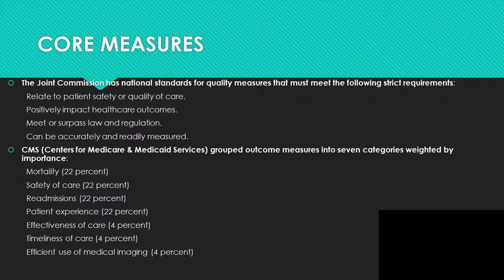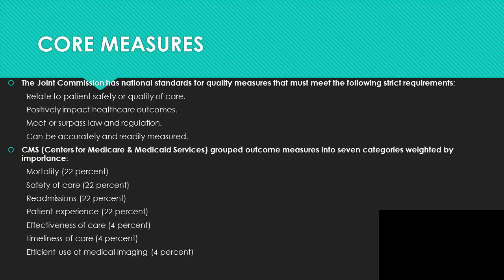And then the Joint Commission has national standards for quality measures that must meet the following strict requirements. They relate to patient safety or quality of care. They positively impact healthcare outcomes. They must meet or surpass law and regulation and can be accurately and readily measured. And then the Centers for Medicare and Medicaid Services grouped outcome measures into 7 categories weighted by importance.